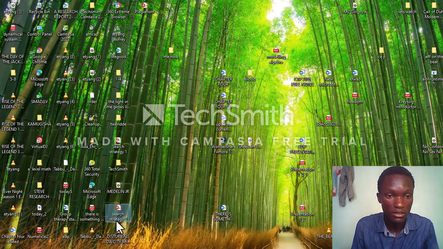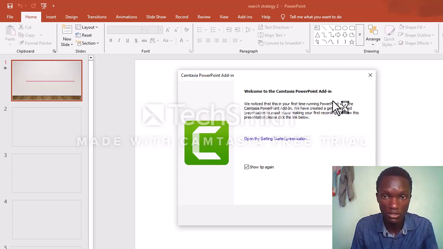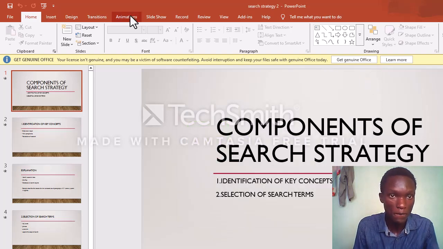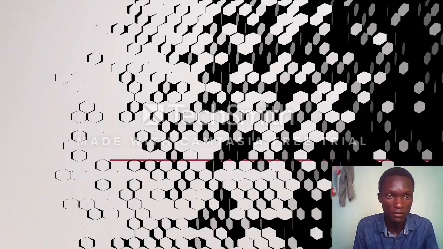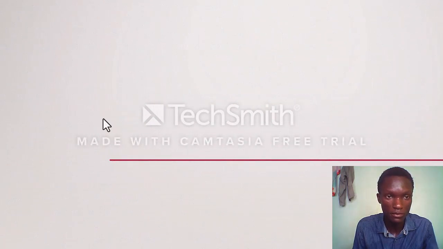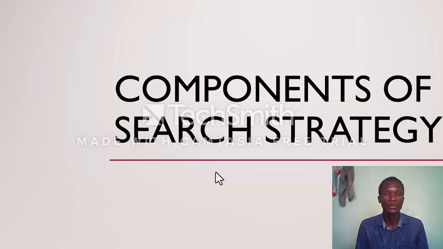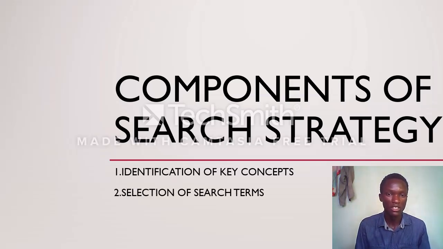So I'll be taking you through basically an explanation of concepts, components of search strategy. Yeah, so these are the components of search strategy. What I'll be taking you through basically is identification of key concepts and selection of search terms.